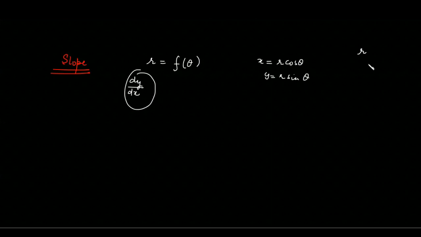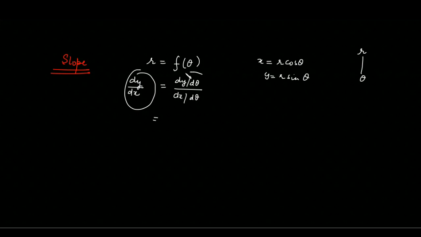So let's suppose you are given r is equal to f theta. We know that the slope of the tangent is given by dy by dx. Here x is r cos theta and y is r sin theta. So we can find the value of dy by dx in terms of theta. Now since r is a function of theta, and x and y are functions of theta, you can apply the chain rule. So you can write dy by dx as dy by d theta over dx by d theta.